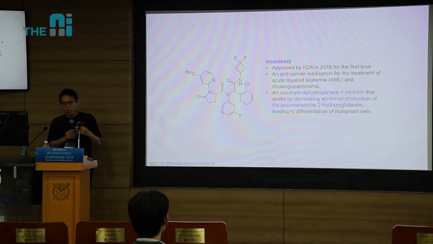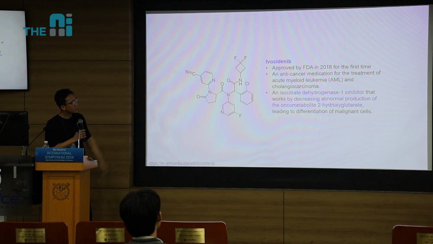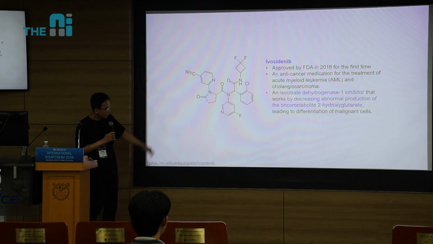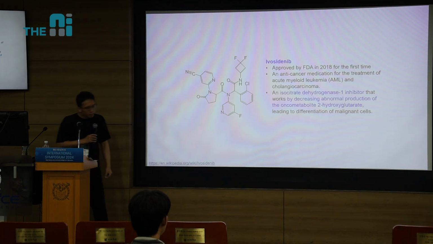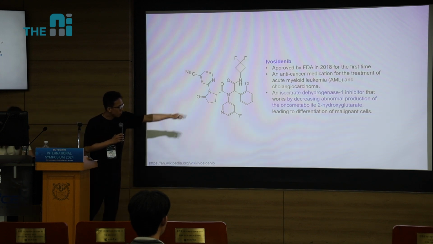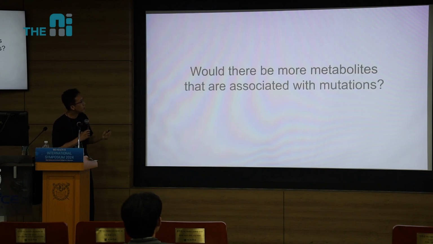By the way, as to the motivation for studying oncometabolites, I think this is a very good example. Ivosidenib is an FDA-approved drug from back in 2018. It's an inhibitor that works on isocitrate dehydrogenase, which is highly associated with the generation of the oncometabolites, as you see here. So that's one really nice, successful example of exploring oncometabolites.